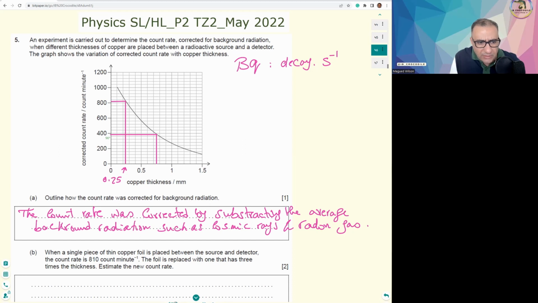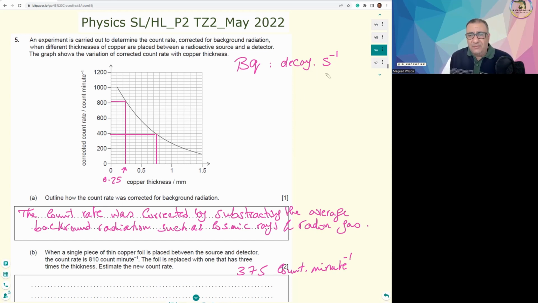If you tell me, okay, it is 380, I'm fine. 370 is fine. 375. You try your best. Okay, so let's say 375 count per minute. And usually in the mark scheme, there is a range of accepted values. So don't worry if you are within the range, your answer will be accepted. You don't want to be really way off, so just read the scale and be as accurate as possible.